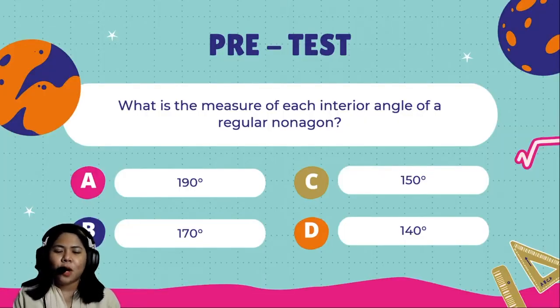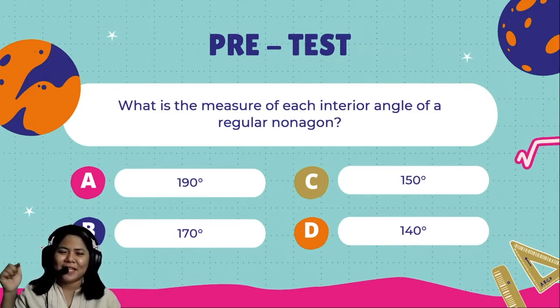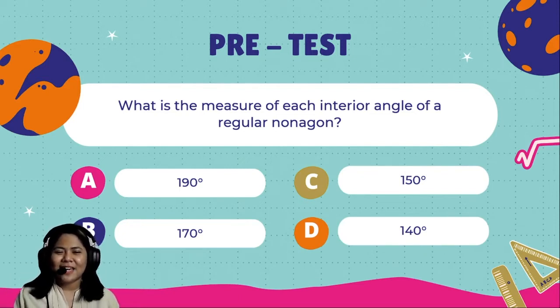First, what is the measure of each interior angle of a regular nonagon? A, is it 190 degrees? B, 170 degrees? C, 150 degrees? Or letter D, 140 degrees? Type your answers now in the comment section. Paki-type po sa comment section natin. Okay, in 3, 2, 1.